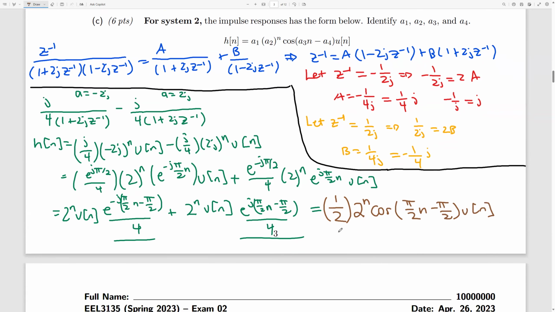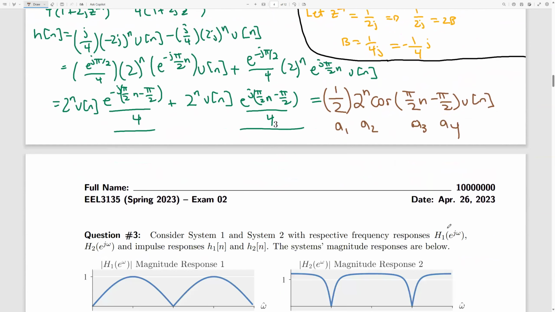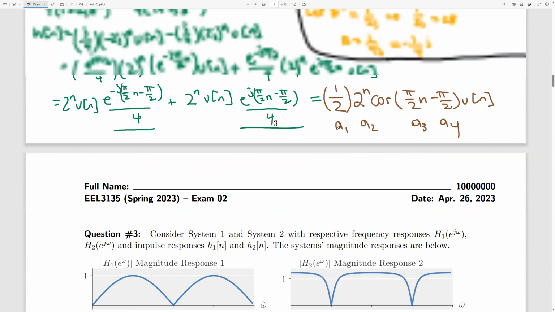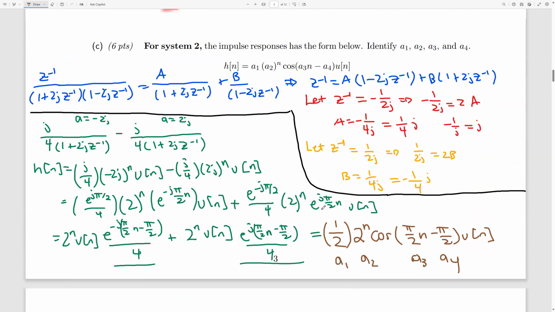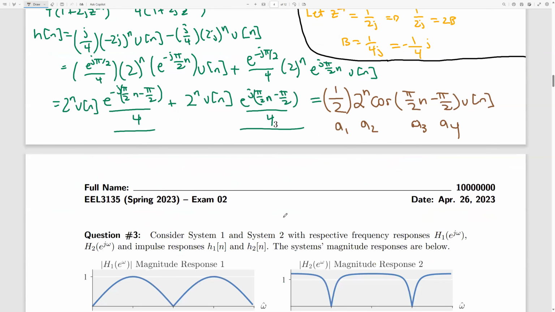This is our right answer, and this is a1, a2, a3, a4. So a1 equals 1 half, a2 equals 2, a3 equals pi over 2, a4 equals negative pi over 2, and that's your answer. So it's a really lengthy question. It's not my favorite, but sometimes you'll get these hard computational problems.